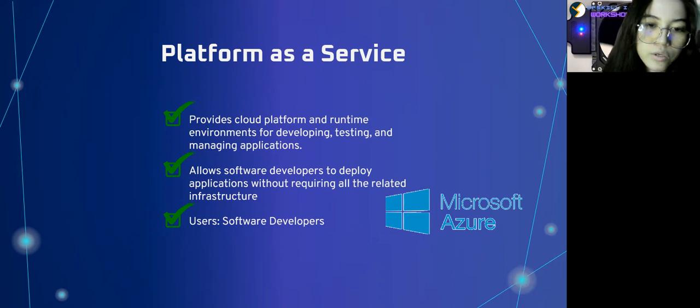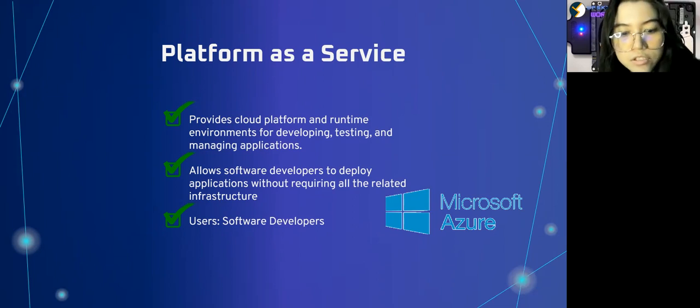The next one is platform as a service. Don't worry, we will be talking further about these models because it might be too technical for you. But later on, I will be explaining it in more simple words, but let's just be familiarized with the terminologies. Okay. So platform as a service provides a cloud platform and runtime environments for developing, testing, and managing applications. It allows software developers to deploy applications without requiring all the related infrastructure.